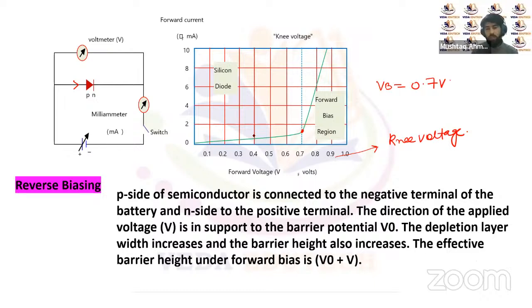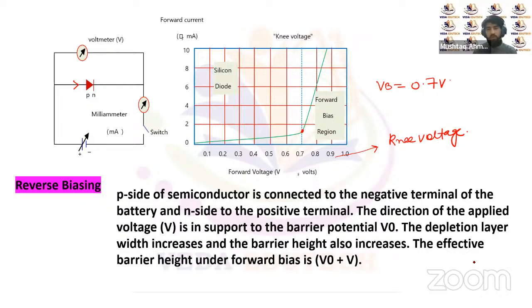Now, what will happen if we reverse bias the PN junction diode? It means that we connect the negative end of the battery to the P side of this diode, and the positive end of this battery to the N side. Because of that, the barrier potential will not decrease, it will increase. When the barrier potential increases, the electric field in the depletion region will increase, because the potential difference between the N side and the P side increases.